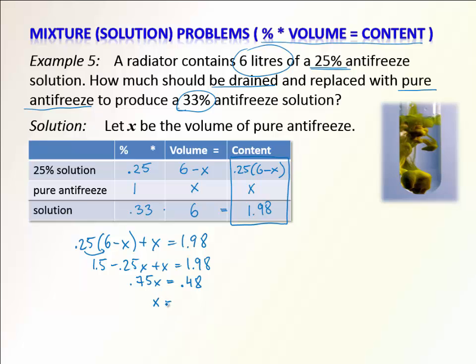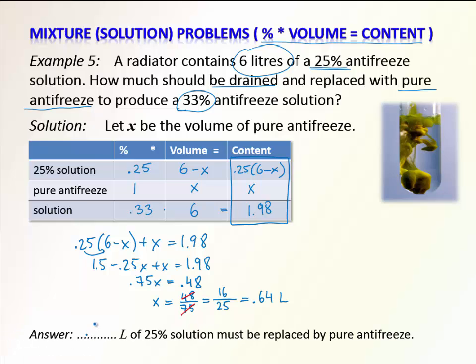And finally divide, so that's the same as 48 over 75, because you can move the dot 2 places. And this could be simplified to 16/25. That's when you reduce by 3, which could also be given as a decimal as 0.64 of a liter. So a little bit more than half a liter needs to be replaced. And we can give the final answer. 0.64 liters of 25% solution must be replaced by pure antifreeze in order to obtain 33% solution.